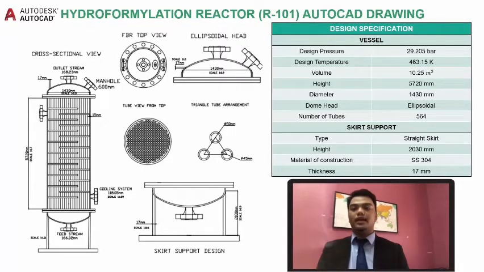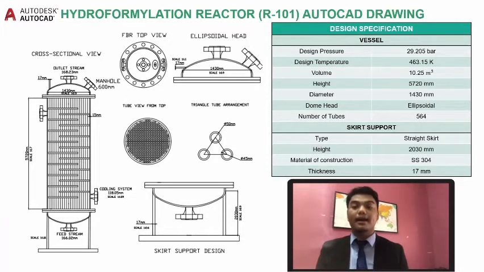And based on the chemical and mechanical design calculation, the dimension of the hydroformylation reactor to produce an optimum amount of propanol with 96% conversion can be known. From this calculation, the volume of the multi-tubular fixed bed reactor is 10.25 meter cube with a weight of rhodium catalyst of 2936 kg, and the number of tubes is 564 in a triangular arrangement.